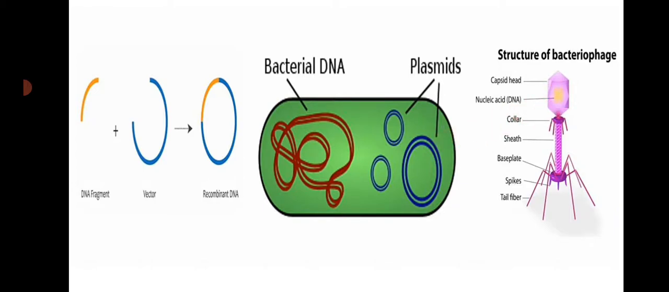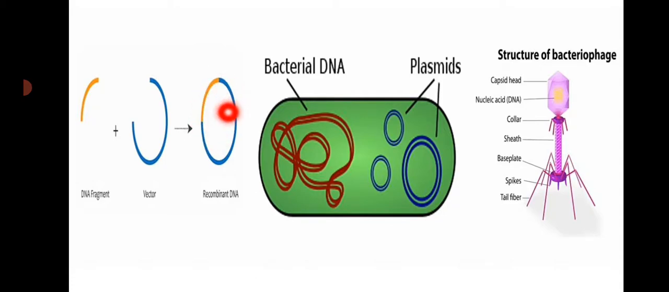This is the target DNA. The target DNA is inserted into specific sites of the vector and ligated by DNA ligase. So which is the enzyme which joins the foreign DNA into the vector? It is DNA ligase. Joining means ligation. The foreign DNA is ligated by the enzyme DNA ligase.